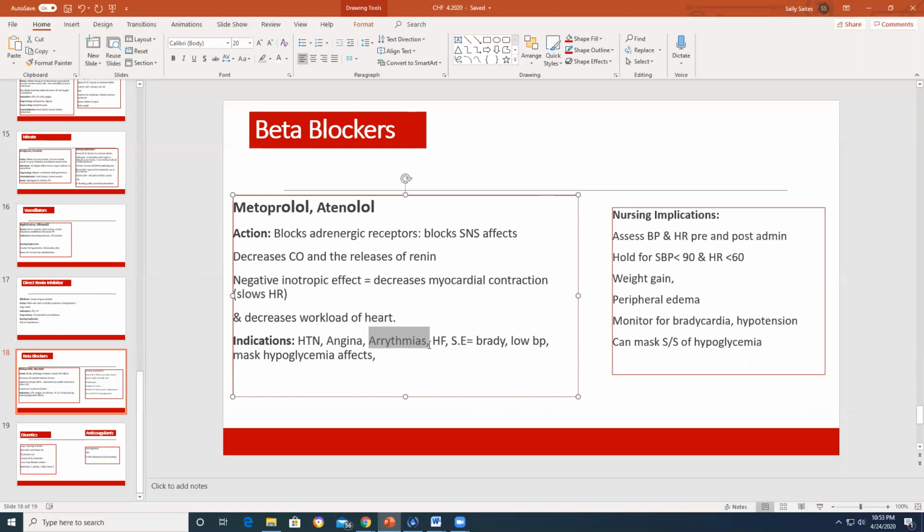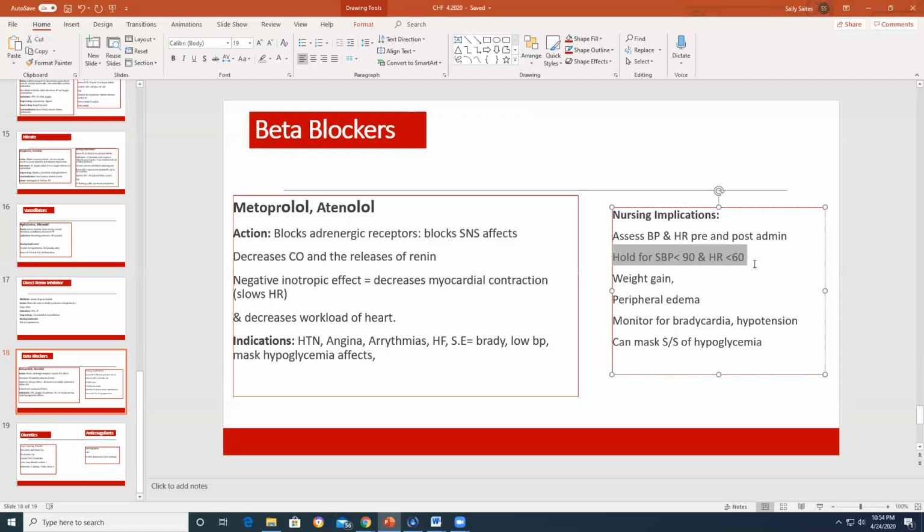So remember, this is another medication, just like that calcium channel blocker, that works on dysrhythmias. Okay, works on like atrial fibrillation. So you can use metoprolol, for example. Metoprolol is a very good go-to to use for atrial fibrillation also. Heart failure, some side effects: bradycardia, low blood pressure, and remember, it masks that hypoglycemic effect.